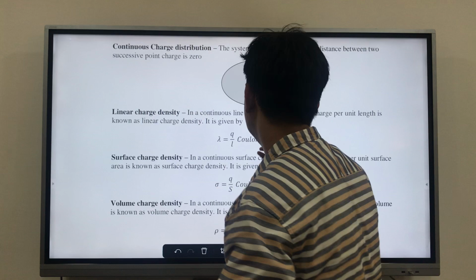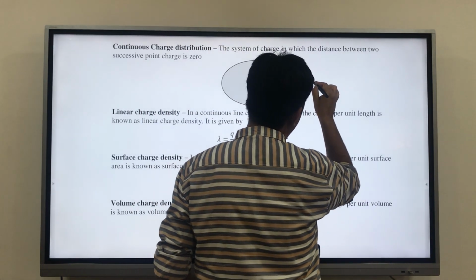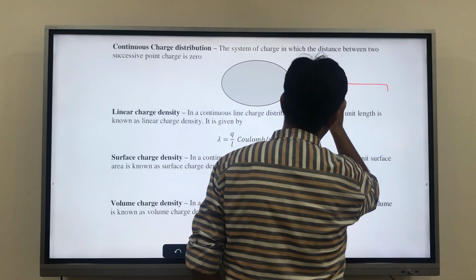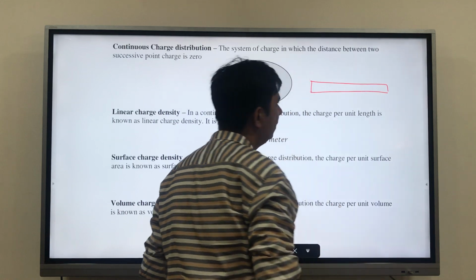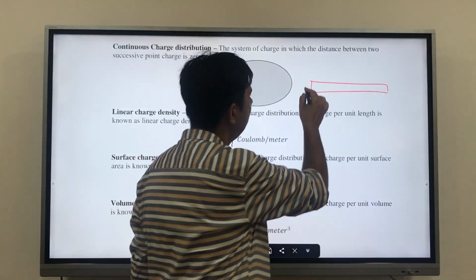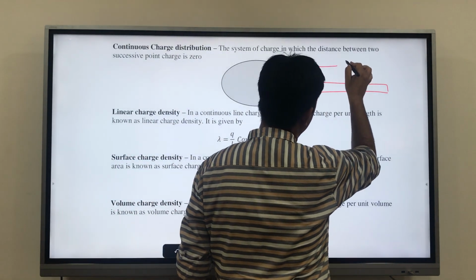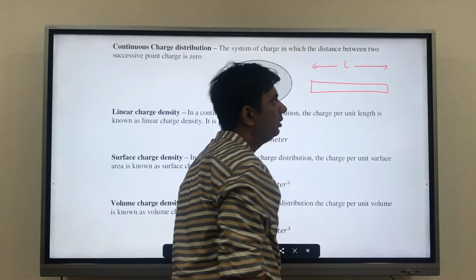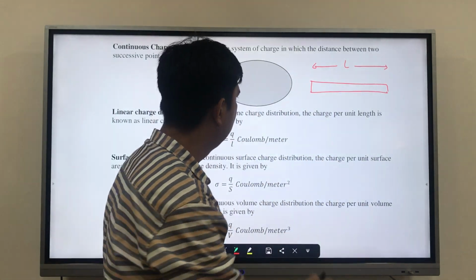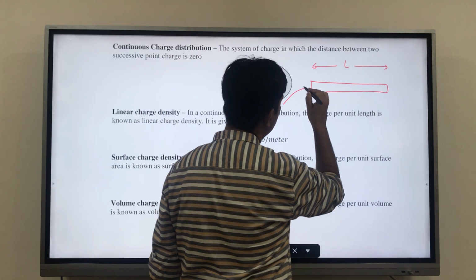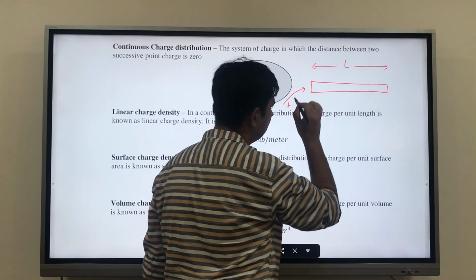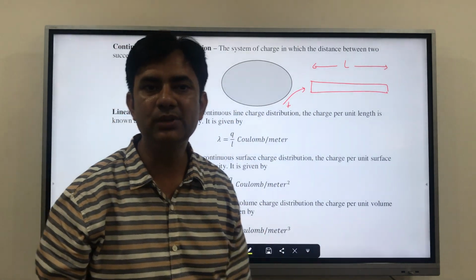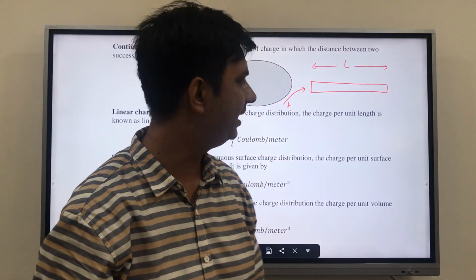Suppose we have a rod. Why are we calling it linear? Because the charge is moving along a linear body. Suppose the length of the rod is L, and we induce a positive charge in it. So what will happen?